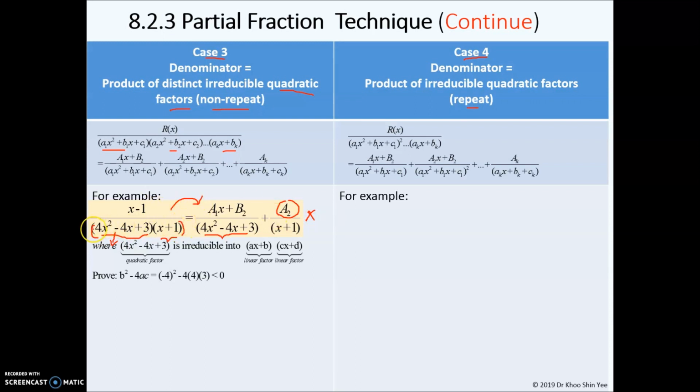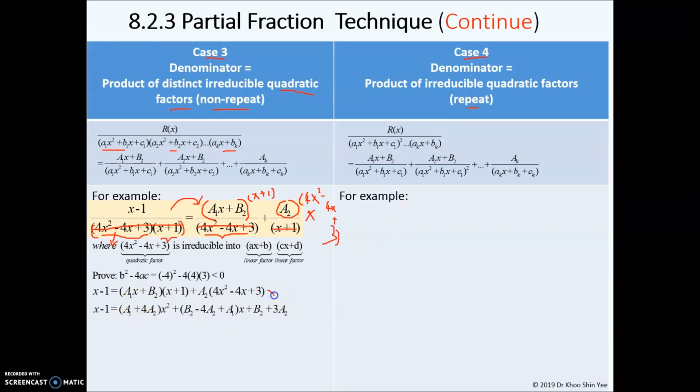On the left hand side, the whole thing here will be cancelled. On the right hand side, this will be cancelled. Then you multiply with x plus 1 here, and this term will be cancelled. You multiply with 4x squared minus 4x plus 3. With that, you should be able to obtain this. And then you collect the terms for x squared, x, and the constant, which is x to the power of 0.